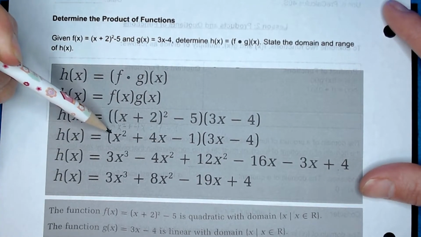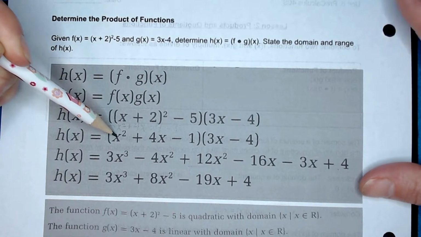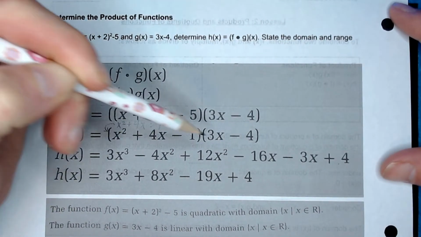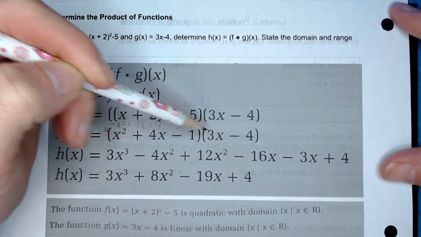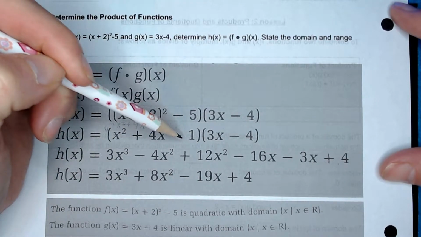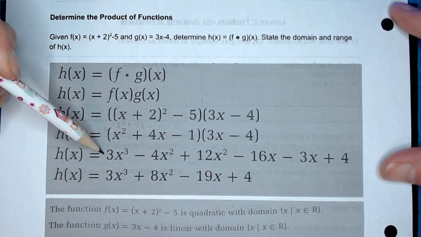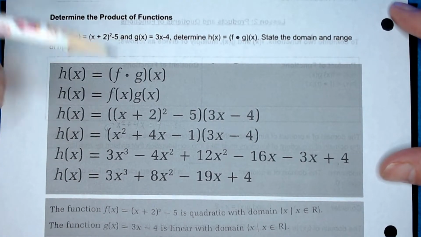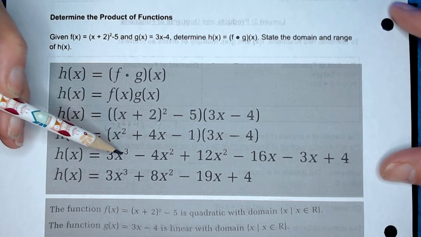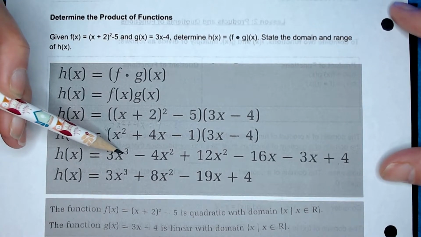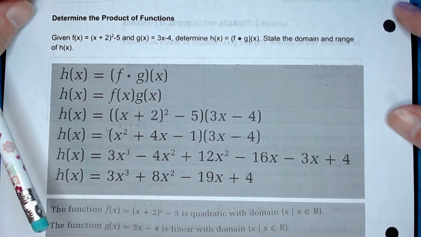So to multiply this bracket by this bracket, you need to multiply each term in this bracket by each one in this one. So you have x squared times 3x, x squared times minus 4, 4x times 3x, 4x times minus 4, and then negative 1 times 3x, negative 1 times negative 4. Once you get to this point here, you just combine all the like terms. So write it from biggest exponent down to smallest, and then combine any similar terms that are available.